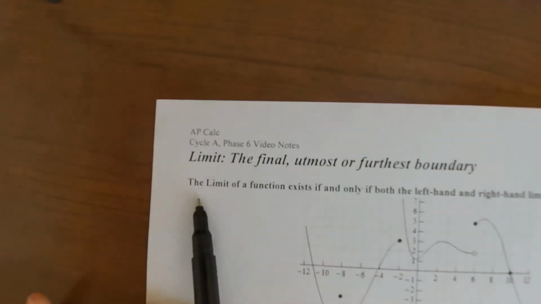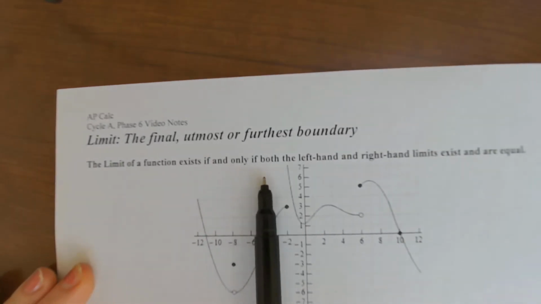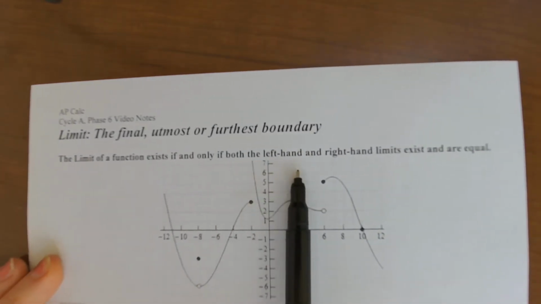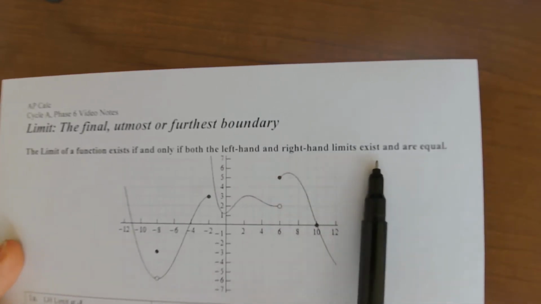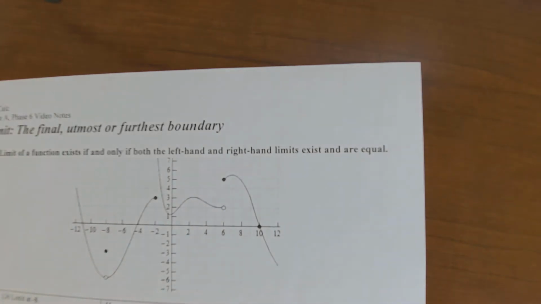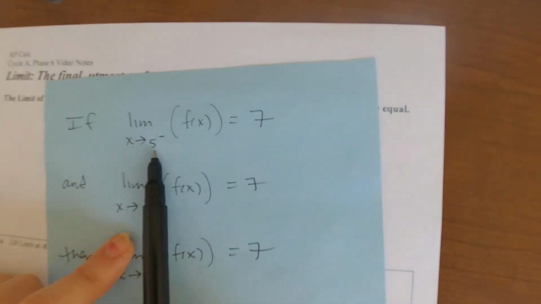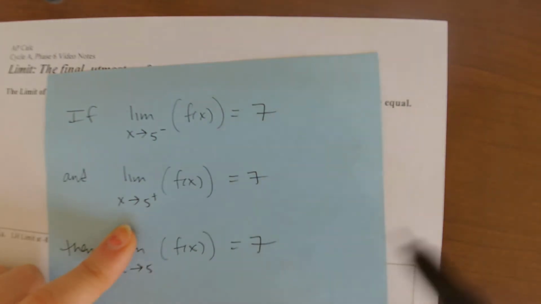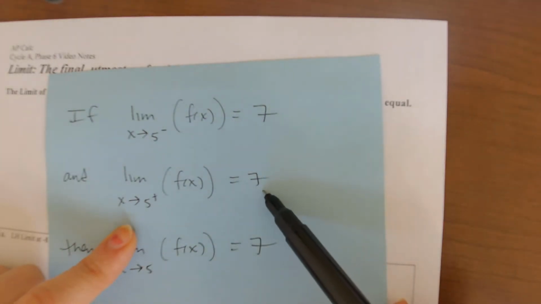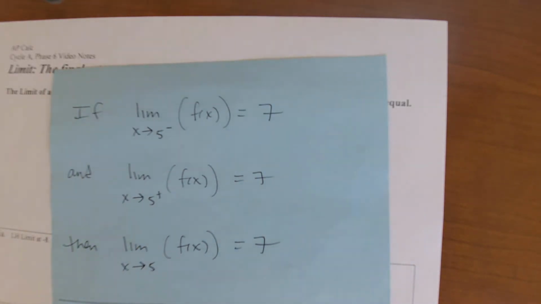So the limit of a function exists if and only if both the left hand and right hand limits exist and are equal. Okay, so let me just show you this that I wrote down. We've talked about left hand limits and right hand limits. Sometimes the limit from the left and the limit from the right are going to match. And in that case, we just say that the limit, just the limit itself, is whatever that matching number is.